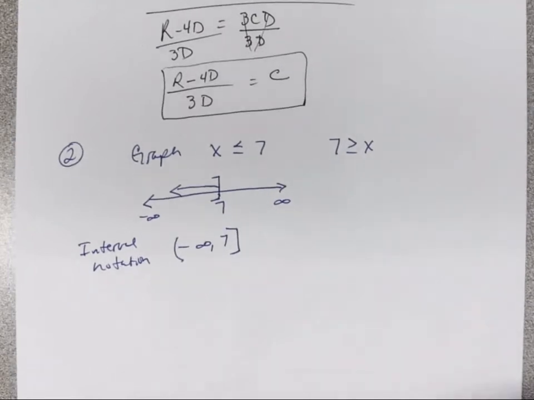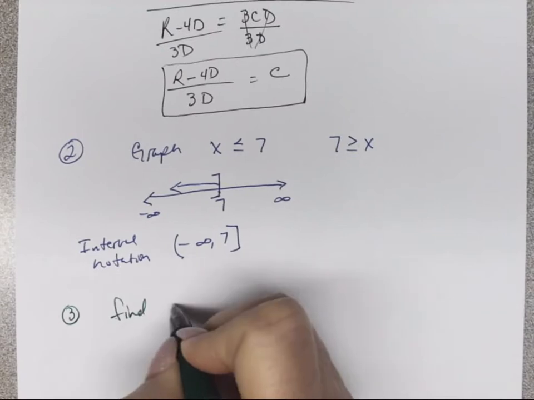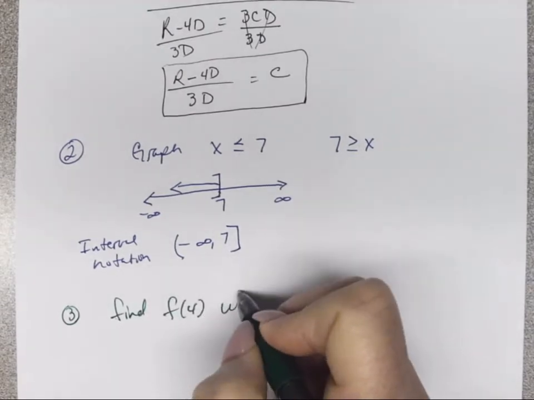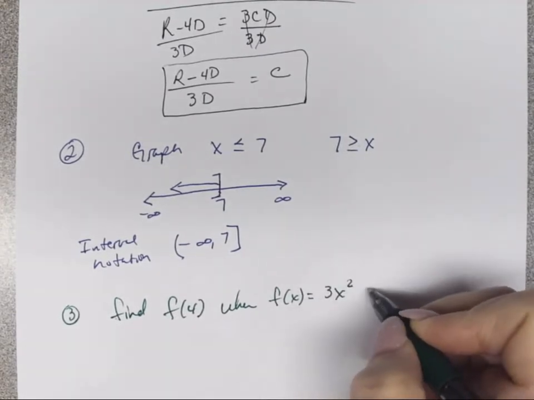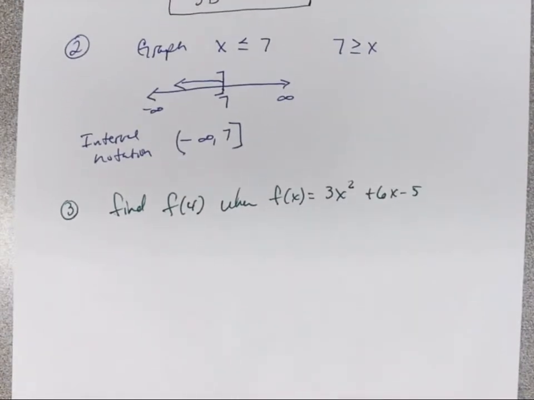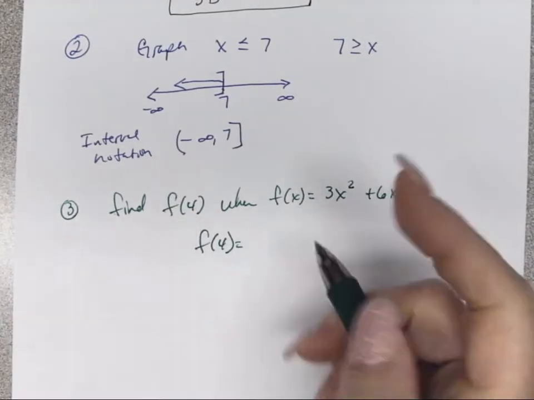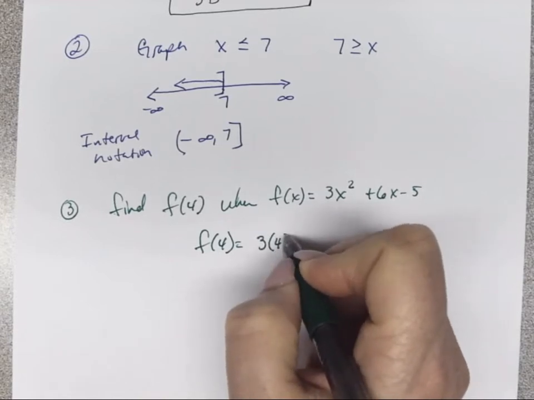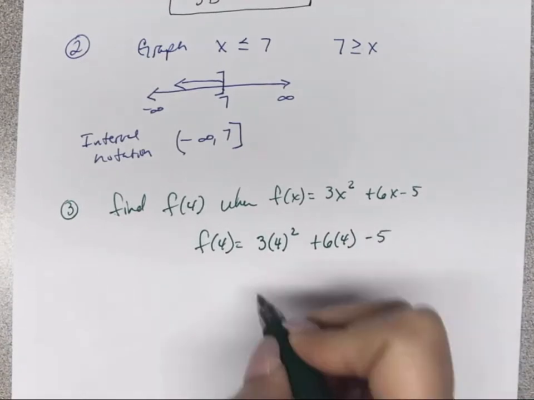All right, our next question is going to be to find f at 4 when f of x equals 3x squared plus 6x minus 5. So here we're just plugging in. You're evaluating the function at that value, and so you're just plugging in the 4. So f at 4, we're going to plug that 4 into wherever our x is equal to 3 times 4 squared plus 6 times 4 minus 5.